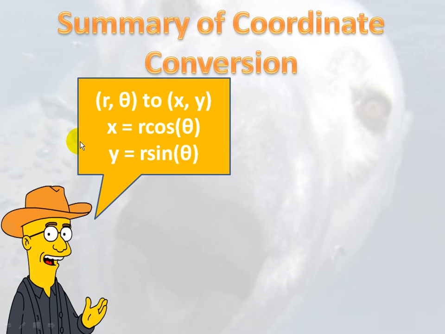If you're talking about going from polar to rectangular, you just remember you're given polar. To find the rectangular, just take r cosine theta for the x, r sine theta for the y. Very simple.